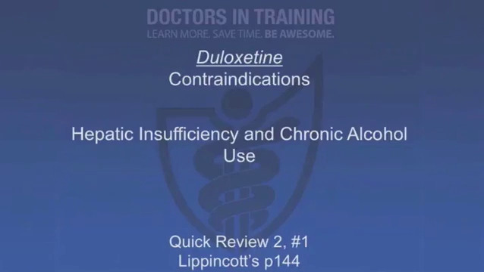All right, it's time for our quick review number 2. Let's get started. What are the major contraindications for duloxetine? Remember, this is our SNRI, good for a lot of different things. Well, you don't want to use this with patients with hepatic insufficiency, so liver problems, and chronic alcohol use, also going along with your chronic liver problems.